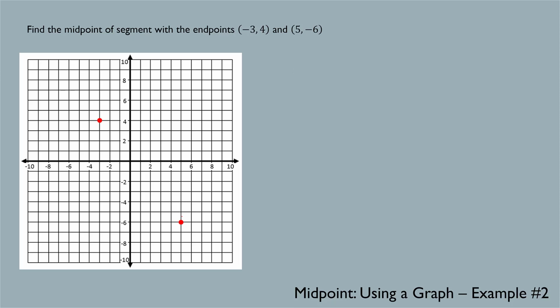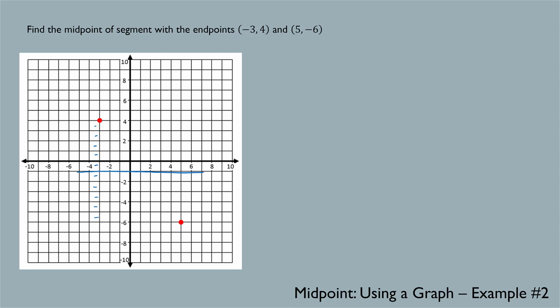So I am going to go ahead and count the boxes. 1, 2, 3, 4, 5, 6, 7, 8, 9, 10. So there are 10 boxes going up and down. So half of that, or the middle, would be 5. 1, 2, 3, 4, 5. So I'm going to draw a line there at 5 where the middle is.